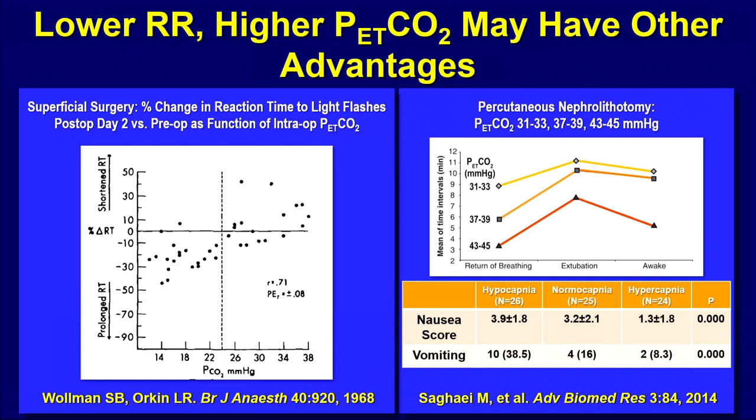On the right is a more recent study published about 10 years ago, percutaneous nephrolithotomy, and they randomized these patients to getting PCO2s low, 21 to 23, medium, 37 to 39, and higher, 43 to 45. And they looked at the rate at which they returned to spontaneous ventilation, and not surprisingly, those who had a higher PCO2 started breathing more quickly. But they also found that nausea and vomiting were less in the group that had higher PCO2s.